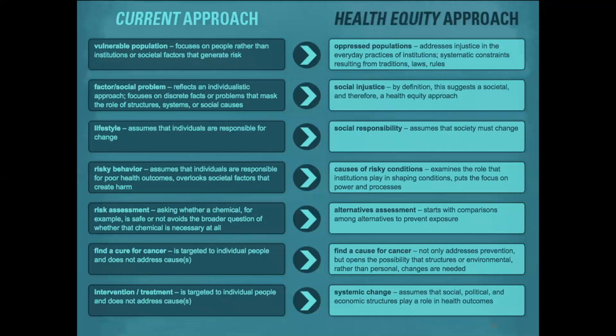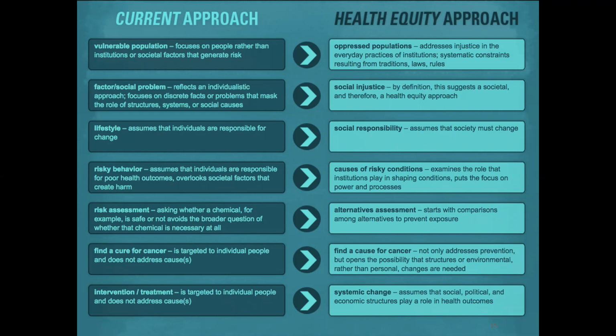Currently, you'll see to the left of your screen a lot of that current approach. Again, if we're looking at vulnerable populations, individuals or populations who have more health disparities and a lower chance of being healthier, we tend to focus on people rather than institutional or societal factors that generate risk. But if we want to look at that health equity approach, or really that population health approach, we need to look at those oppressed populations, so address those injustices in the everyday practice of institutions. Maybe there are some systemic issues causing that, those traditions, laws, and rules that may be contributing to it.